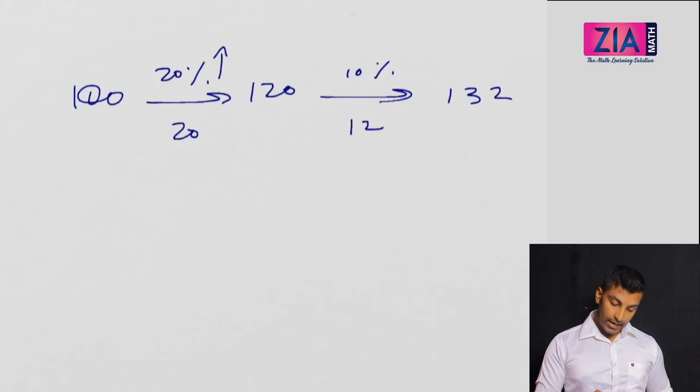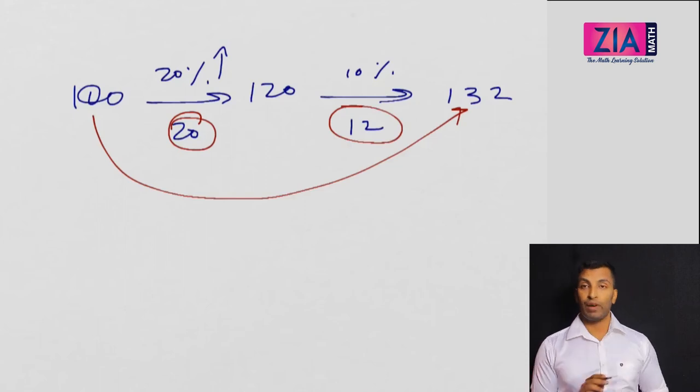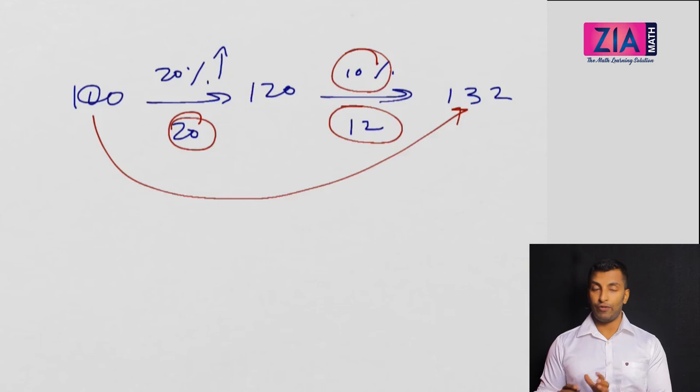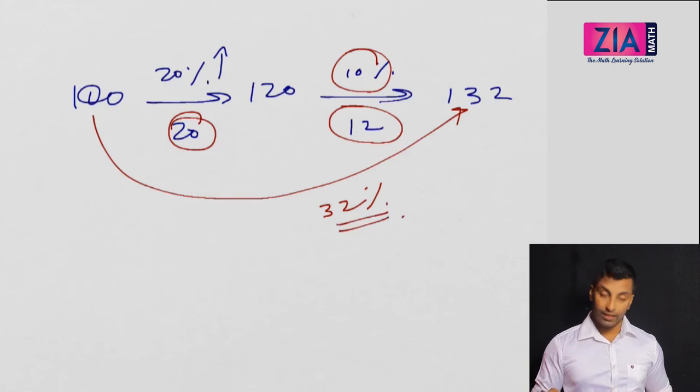132. So initially it was 100, now it is 132, because one is increased by 20% and the other is increased by 10%, and the effective value is 12 more. So 100 to 132, that means a 32% change is there.